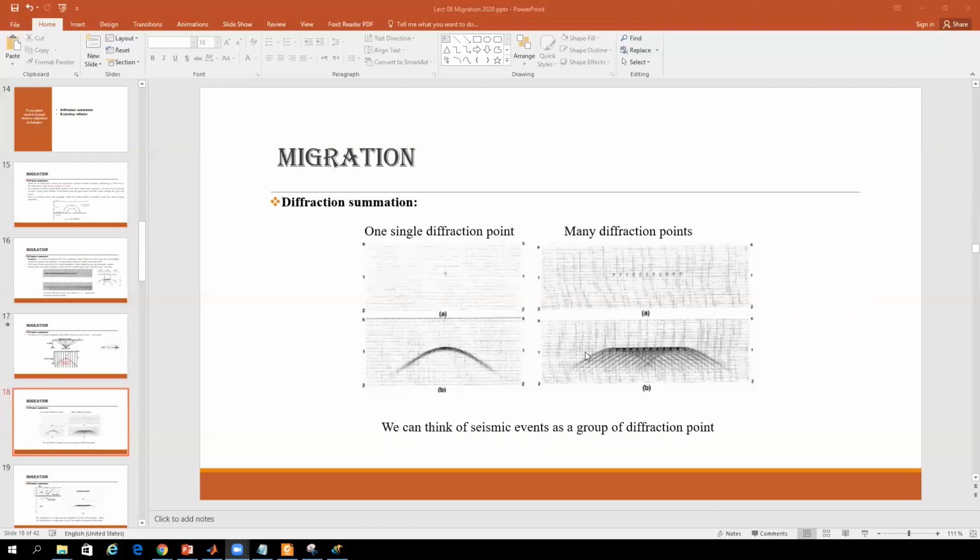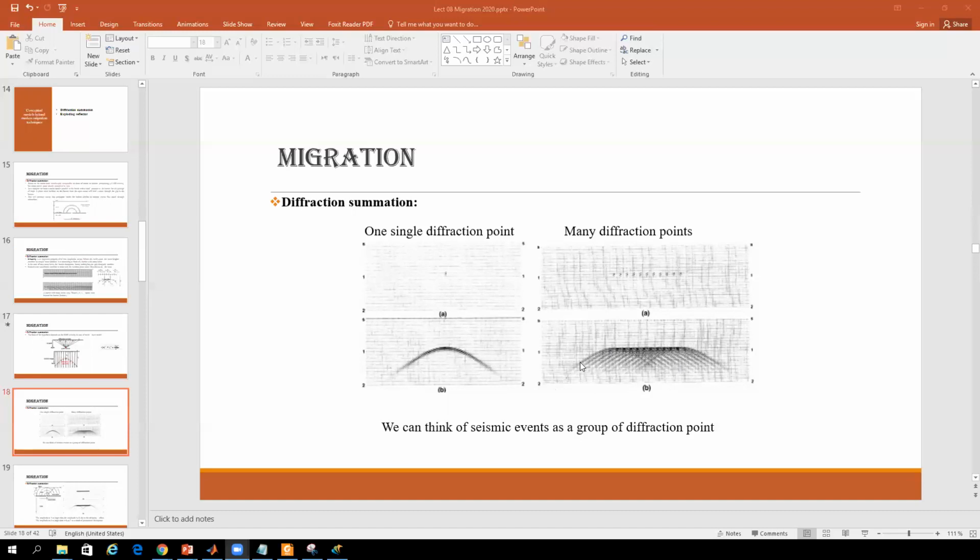The hyperbola shapes will get superposed and they will interfere constructively and destructively. Once they interfere constructively, we will have strong amplitudes and strong reflections. And once they interfere destructively, they will cancel out and get weaker and weaker.